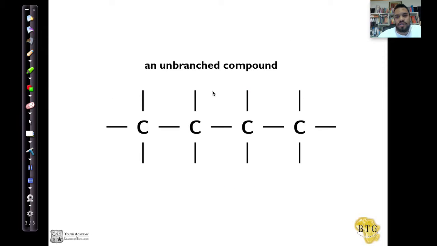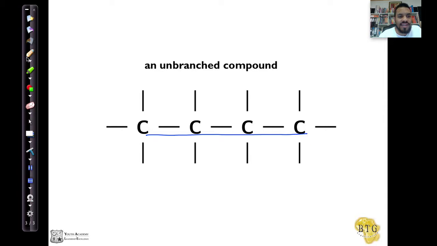So this is an unbranched compound. Now, a simple way to remember what an unbranched compound is: if I move in a straight line to represent those carbons, for example, I do this, right? If I go in a straight line to represent those carbons, I find that if I go through all the carbons without repeating, drawing over the line, then that is an unbranched compound.